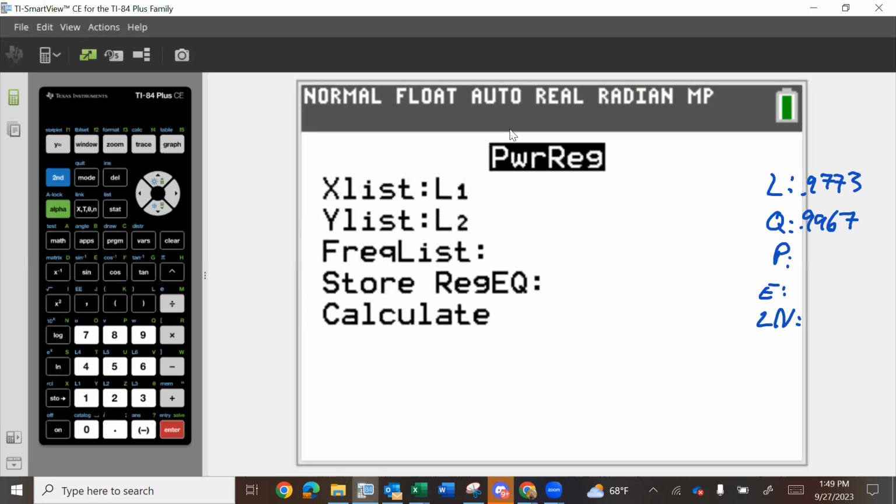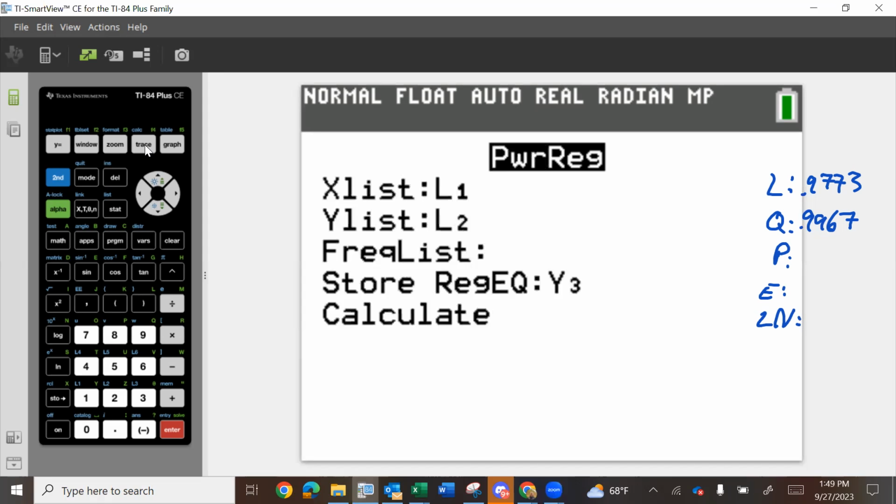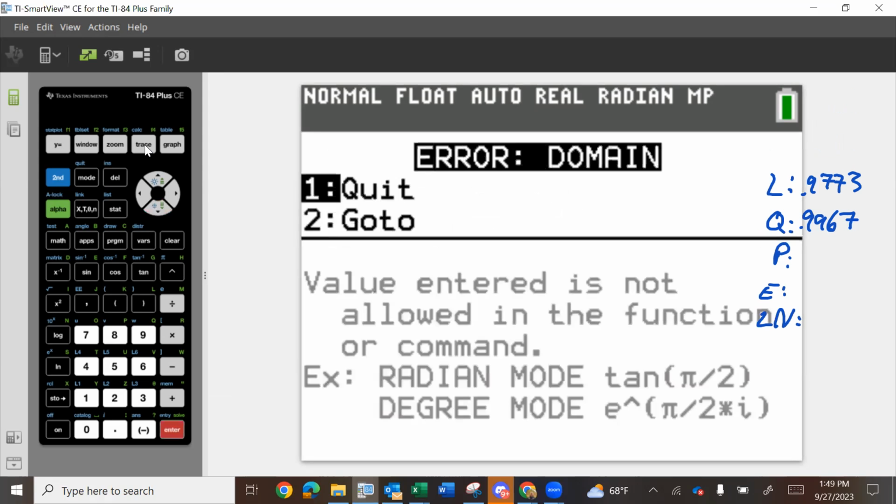Okay, so now we're going to go to power model. This is where things start getting interesting. I say let's put that in Y3 because I want to see all of them together. You don't have to do it that way, but I want to, and besides, this way you learn something else. And uh-oh, spaghetti-o. All right, so value entered is not allowed in the function or command.